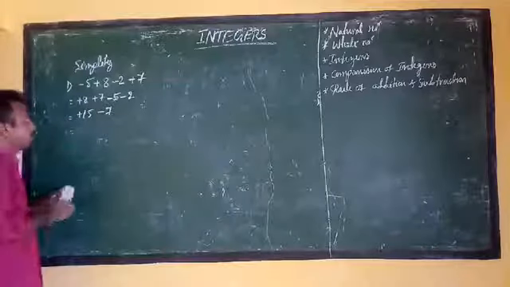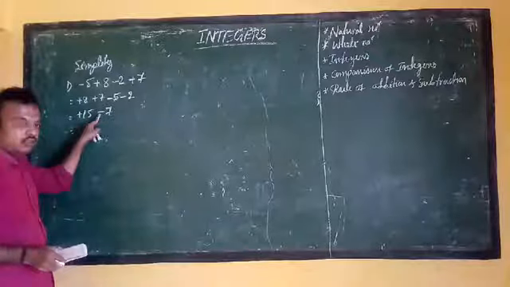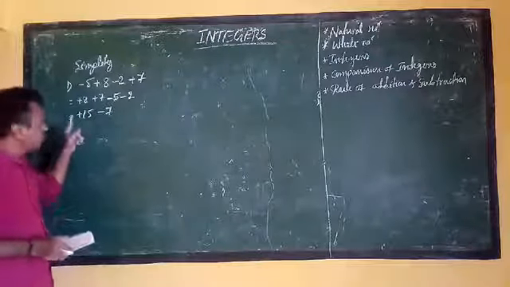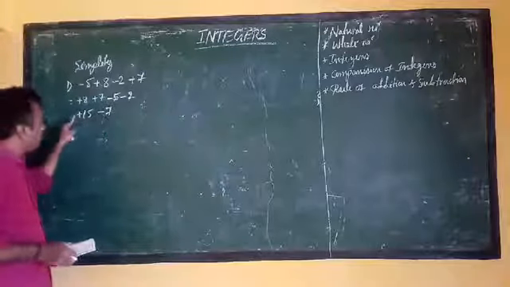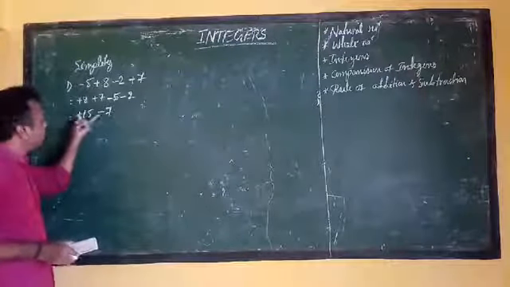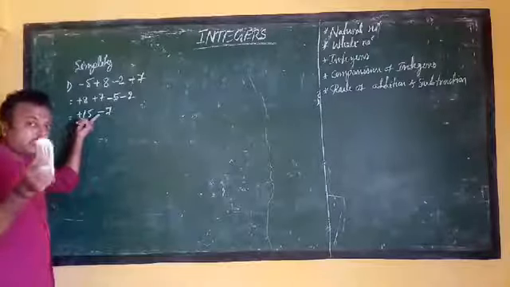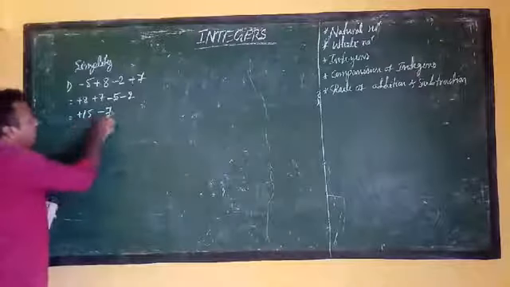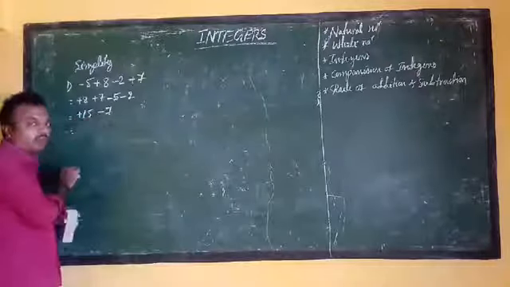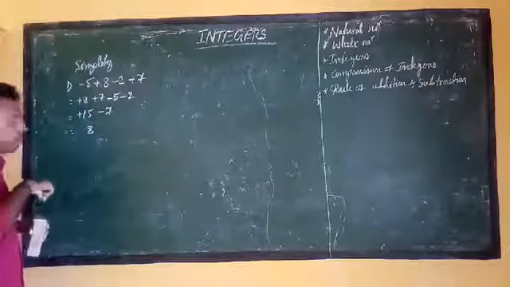Next step. 15 has a positive sign, 7 has a negative sign. See students, plus 15 and minus 7. Here the two signs are different. When the signs are different, what do we do? Subtraction. Correct. So 15 minus 7, how much? 15 minus 7 is 8.